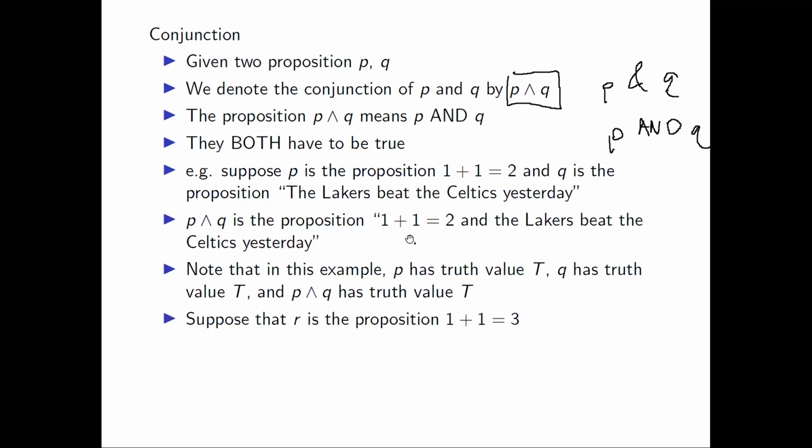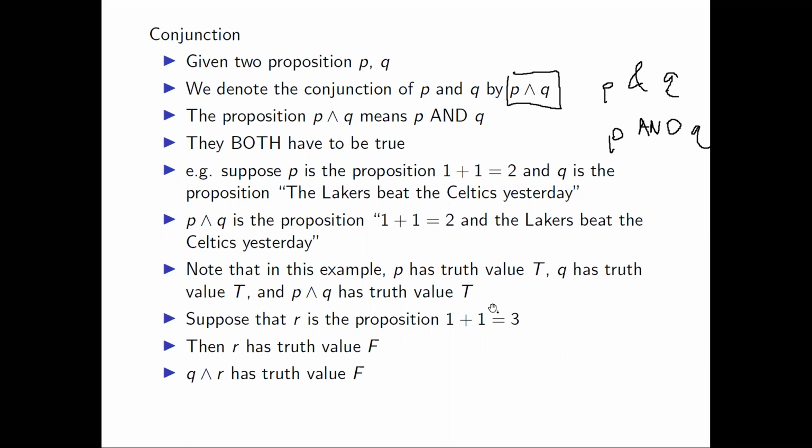Let's look at another example. Suppose that R is another proposition. It's the proposition 1 plus 1 equals 3. So we can look at what's the truth value of R. 1 plus 1 is not equal to 3. So the truth value of R must be false, which we write as an F. And that means that Q and R has truth value of false, denoted F.